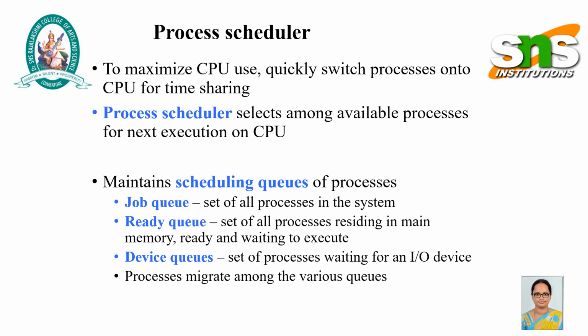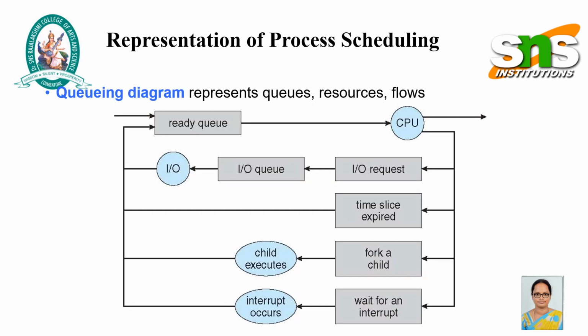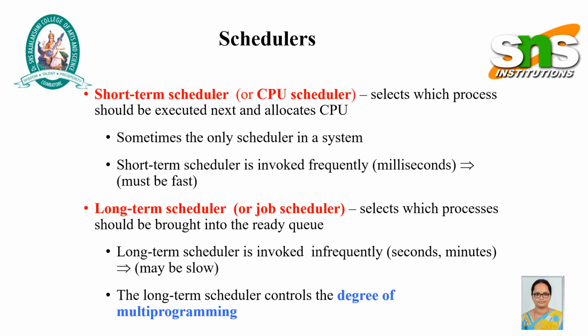Process scheduler. To maximize CPU use, quickly switch processes onto the CPU for time sharing. The CPU scheduler selects among available processes for next execution on the CPU. It maintains scheduling queues of processes: job queue, ready queue, and device queue. The queuing diagram represents queues, resources, and flows. So by process scheduling, we are scheduling different things in process execution.